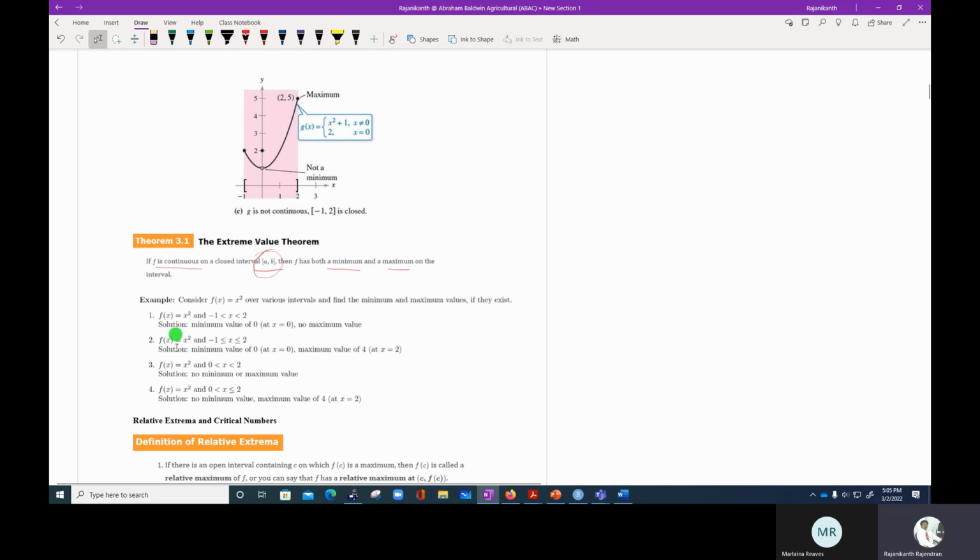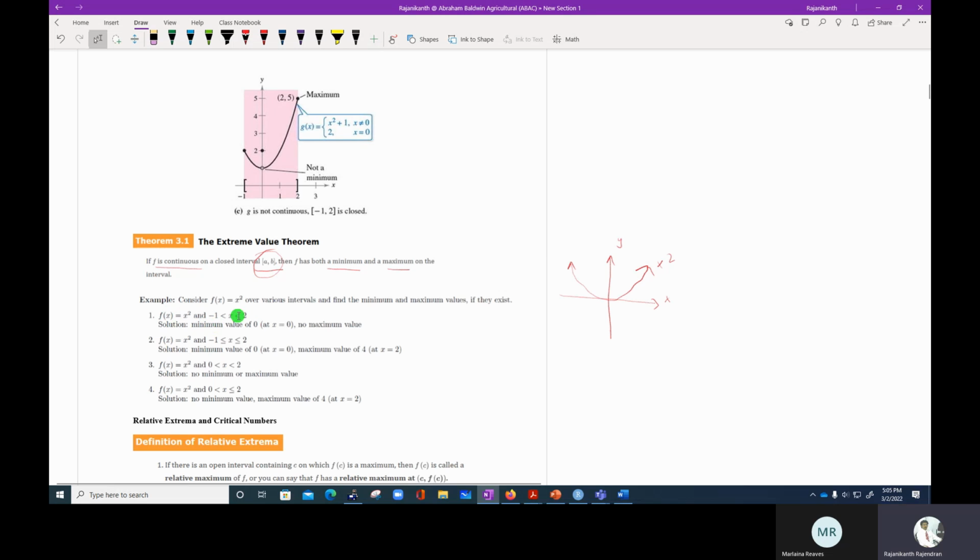Okay, so now look at this example. Consider the quadratic function x squared. We all know, right? x squared is a quadratic function. It will be like a parabola that opens up. This is the graph of x squared. We all know, right? Look at the first one.